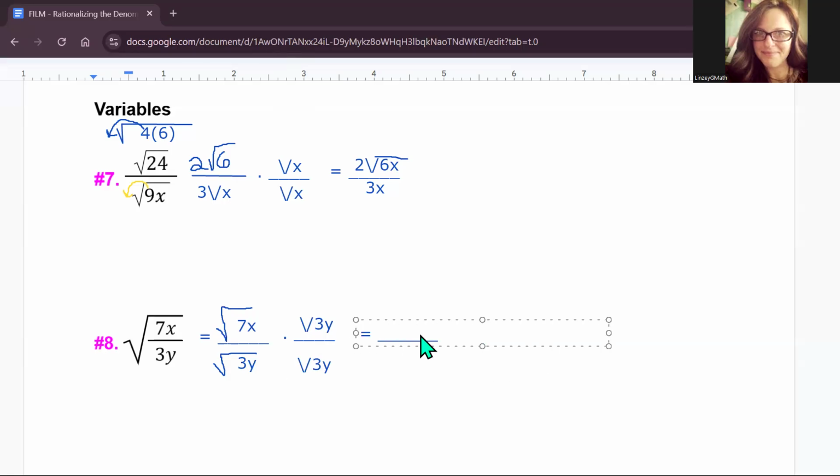Since we are multiplying square root of 7x times the square root of 3y, we can multiply them together under one square root, 21xy. And on the bottom, square root of 3y times the square root of 3y, we just get 3y. And that concludes rationalizing the denominator.